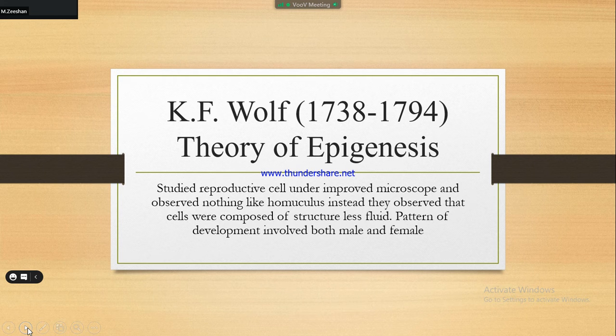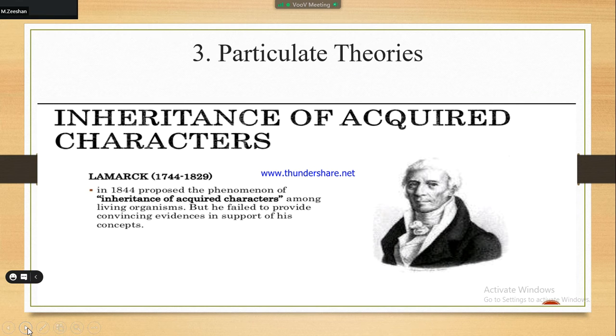Basically, he is the scientist who rejected the theory of preformation, or the theory of Sommerdam, by observing the cell under the microscope. He said that the cell is just a structureless fluid, and male and female contribute equal parts to the offspring. Then the third type of theories are the particulate theories.